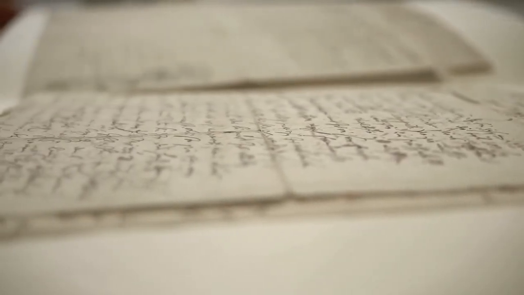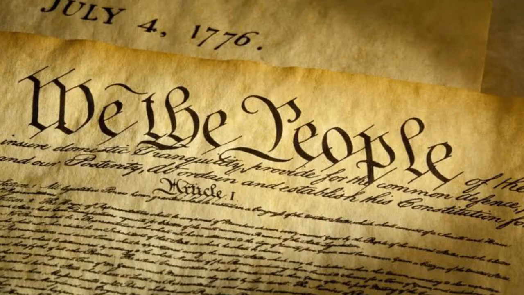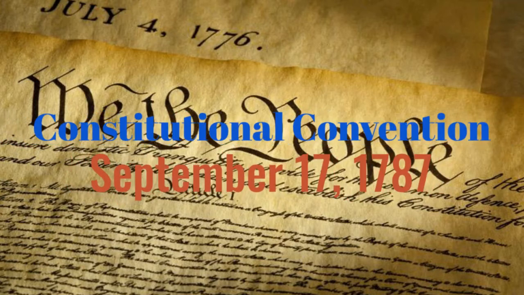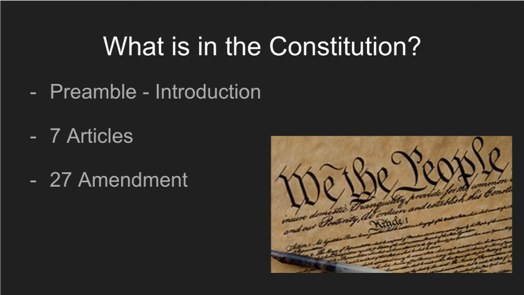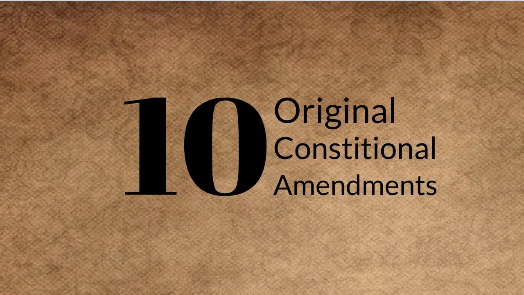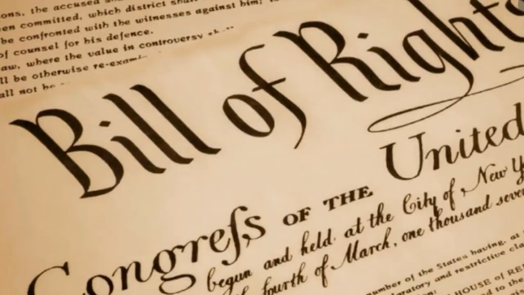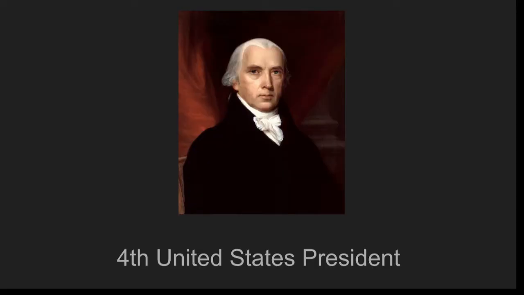So first of all, the United States Constitution was ratified during the Constitutional Convention on September 17, 1787. The Constitution consists of the preamble, 7 articles, and the 27 amendments up to today. The first 10 original amendments of the Constitution are referred to as the Bill of Rights. The Bill of Rights was mostly written by the Secretary of State, James Madison. The name sounds familiar. Yes, James Madison was the 4th President of the United States. But before you get carried away, remember this was in 1787.